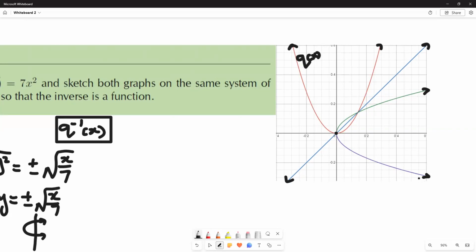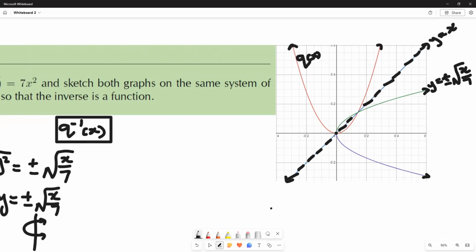Perfect. Then you always show the axis of symmetry lines, which is shown in dotted lines, and then you show that this is y equals x. You show that this is y equals plus minus the square root of x over 7. Sharp. Now we need to restrict the domain.